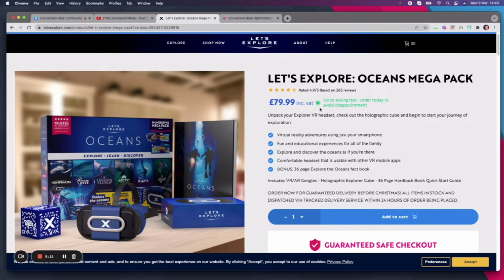We have a little green icon. You could have just "in stock" here. Or this is really nice because it's got "order today to avoid disappointment." So not only is it creating that scarcity, but it's using emotive terminology in order to make your consumer take that action. So, there's a few things above the fold here that we'd absolutely recommend.